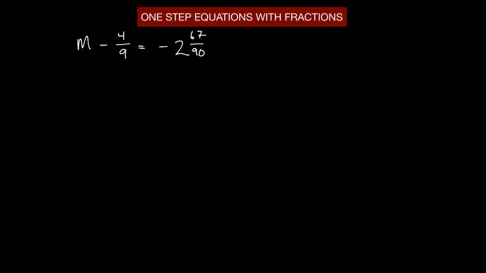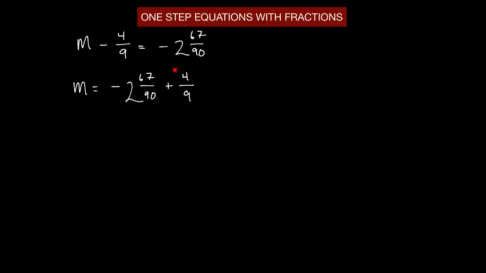Okay, m minus 4/9 equals negative 2 67/90. So to get m by itself, we're going to add 4/9 to both sides. So we get m equals negative 2 67/90 plus 4/9. Now what you could do is you notice that this 9 and this 90 are very similar.